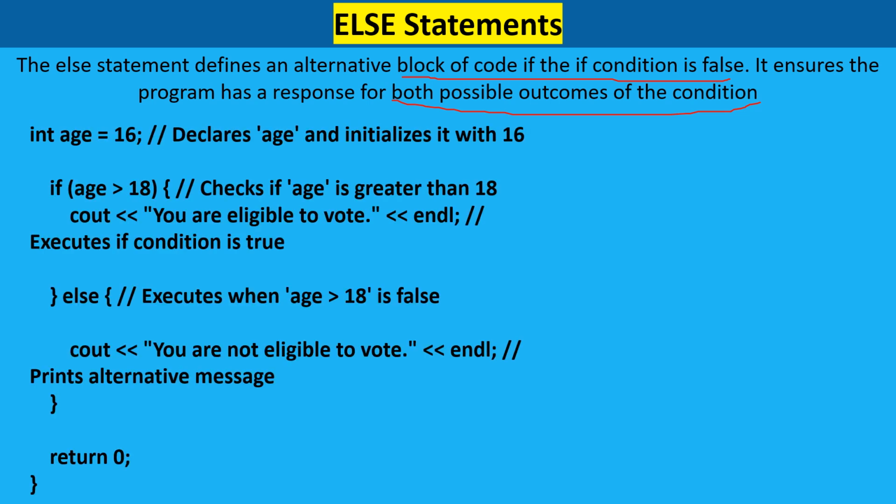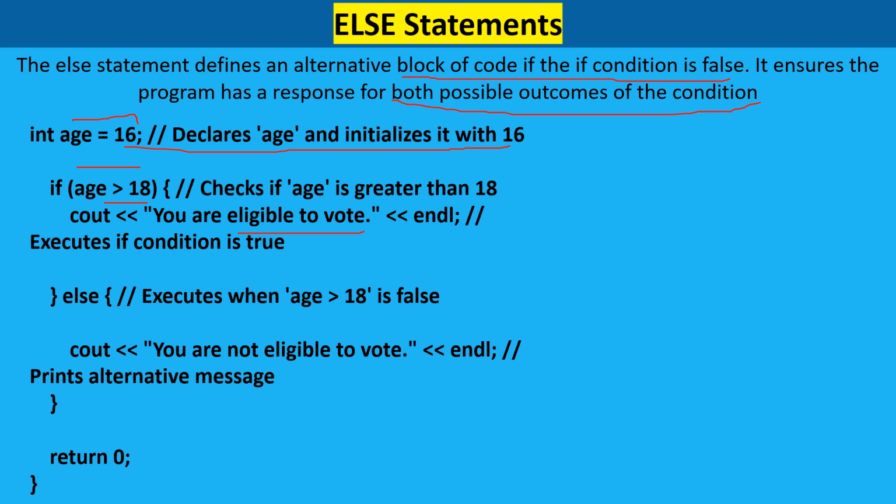So we have an integer age: declare age and initialize it with 16. This represents the age of a person in this program. If age is greater than 18, begin an if statement that checks whether the value of age is greater than 18 or not. If the condition age greater than 18 evaluates to true, the program executes the block of code inside this if statement.